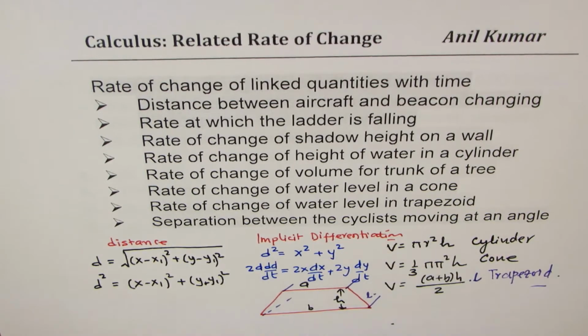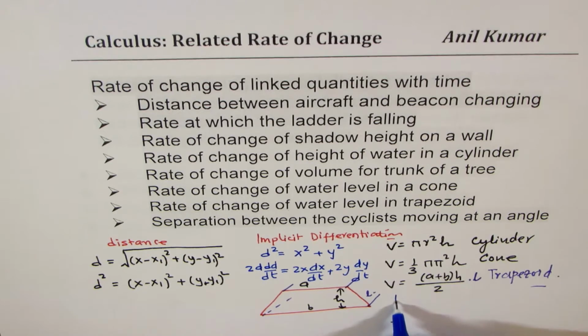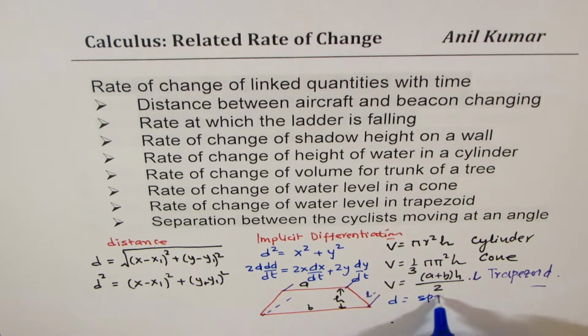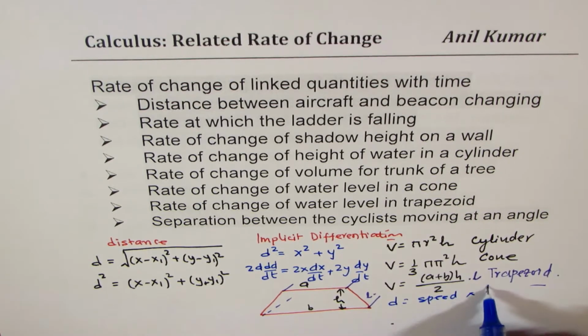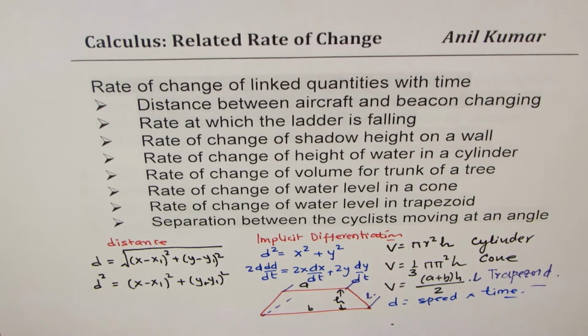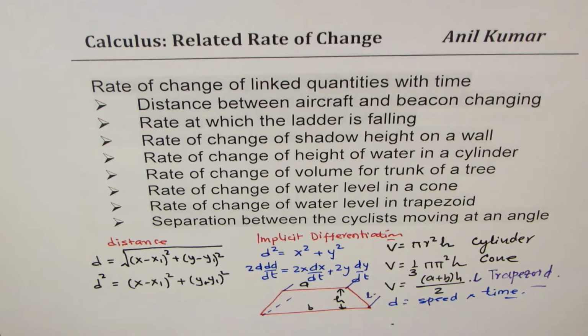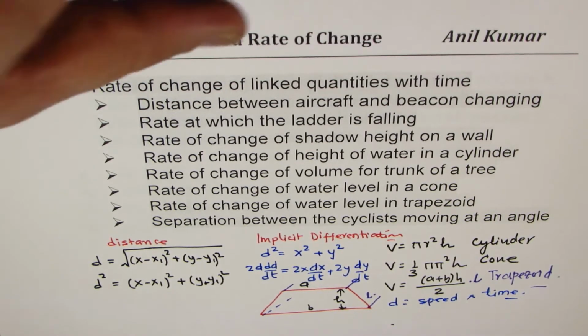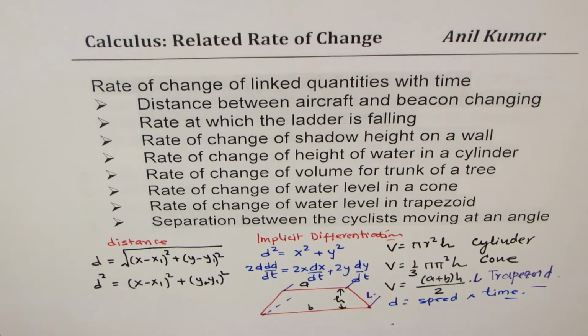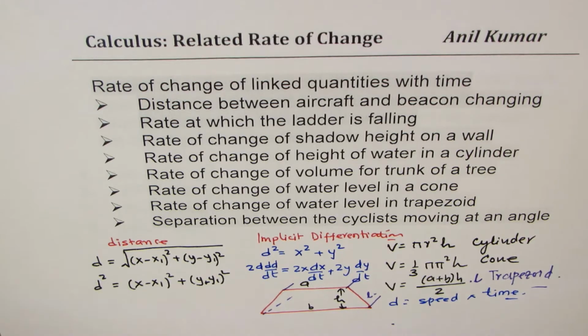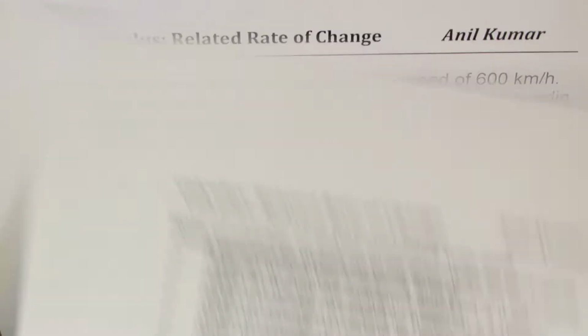Then again there is the distance formula, speed, distance, height. So you know, distance is speed into time. In the examples which I'm going to take, we are going to use these formulas. Now let's take these examples. All of them are multiple choice questions. I'd like you to copy the questions, do them, and then check with my solution.